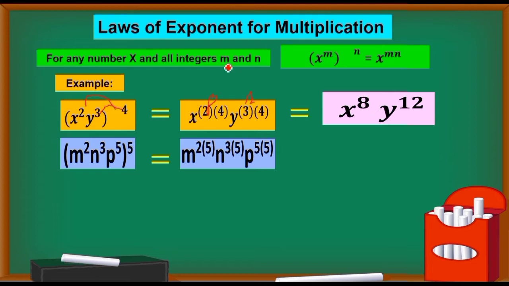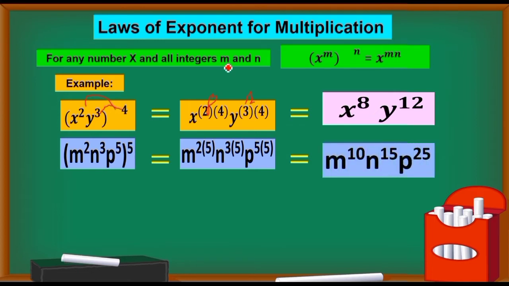Sige nga, try nyo. Ano kaya magiging sagot? So, ang magiging sagot po natin, tingnan nyo kung tama ang naging sagot nyo dyan sa mga notebook nyo. So, m raised to 10, n raised to 15, and p raised to 25. Bakit po naging ganun? Kasi 2 times 5 is 10. 3 times 5 is 15. And 5 times 5 is 25.